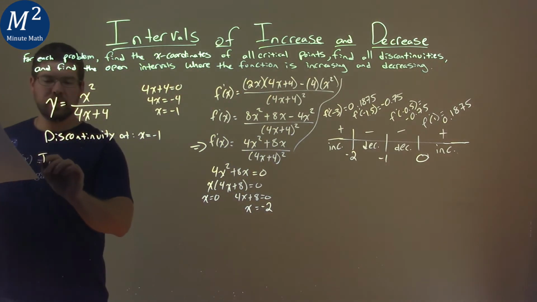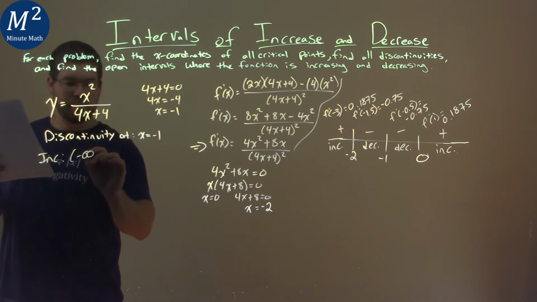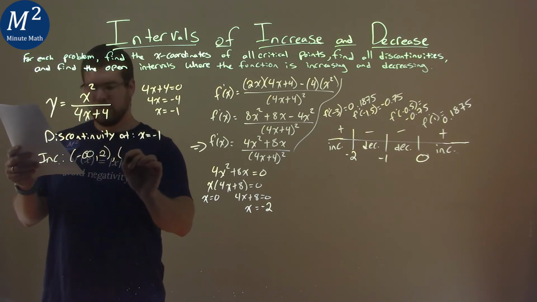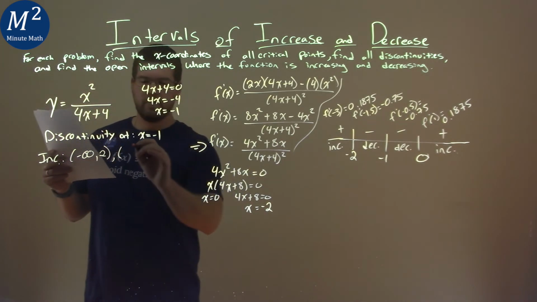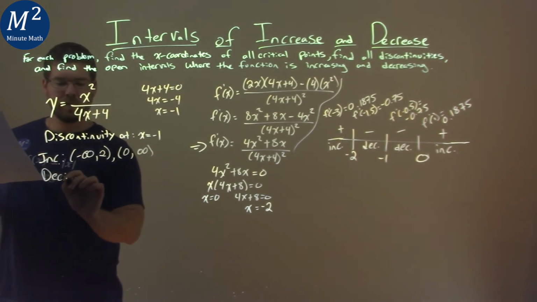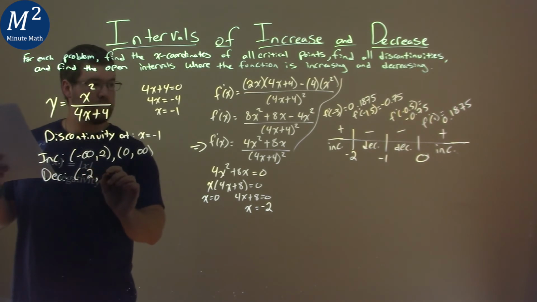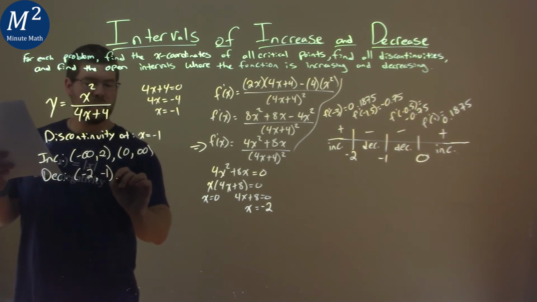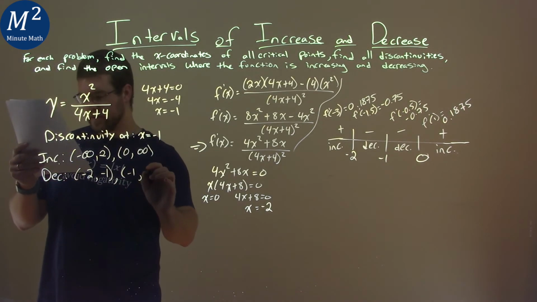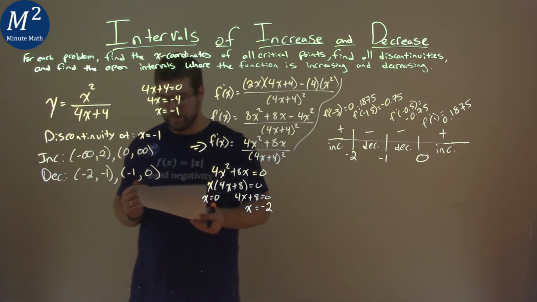We're increasing here from negative infinity to negative 2, and from 0 to positive infinity. We're decreasing here from negative 2 to negative 1. We have a discontinuity there, so we have to make a little break. And then we're decreasing from negative 1 to 0. And again, parentheses, we're not decreasing at negative 1.